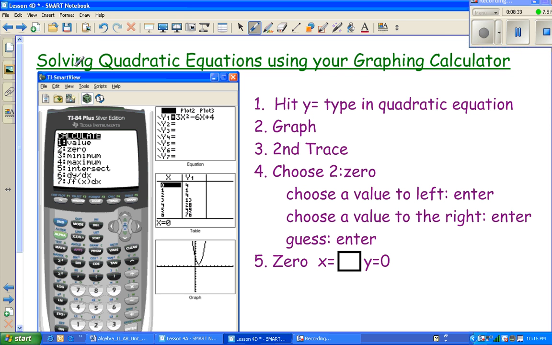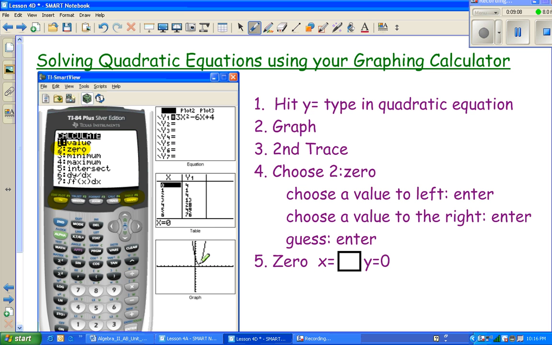Just in case you're wanting to use your calculator to help you check your answer, you can do this similar to what we did in lesson A as far as getting the minimum. You can get your zeros the same way. If you'll notice right there, number 2 is zero. So you'll go to your y equals, which is right there. That'll give you this screen. You type in your quadratic equation. You hit graph, which is right there. You'll come up with a graph.